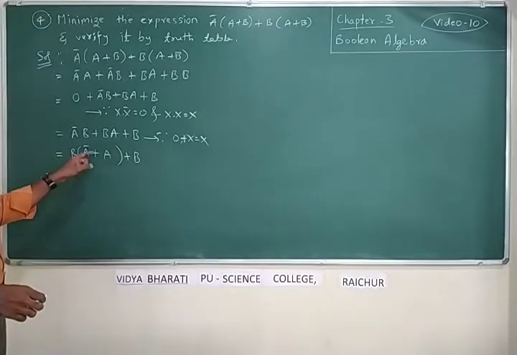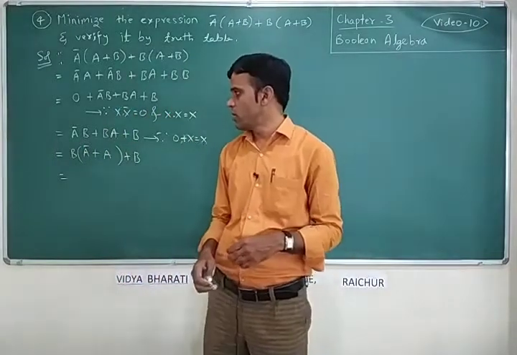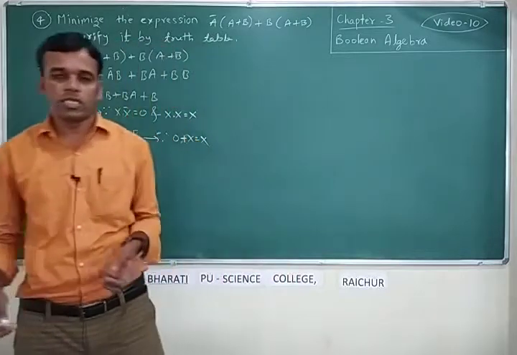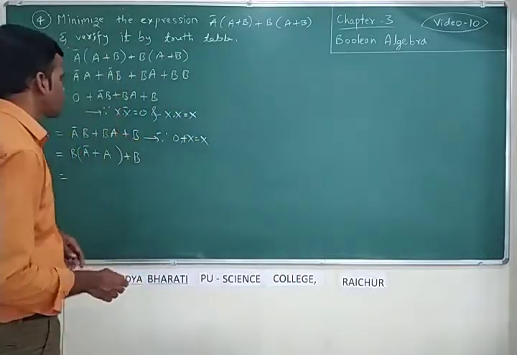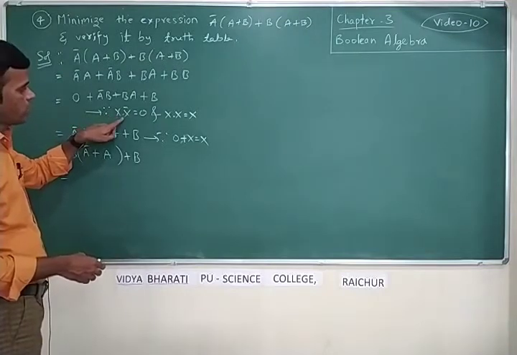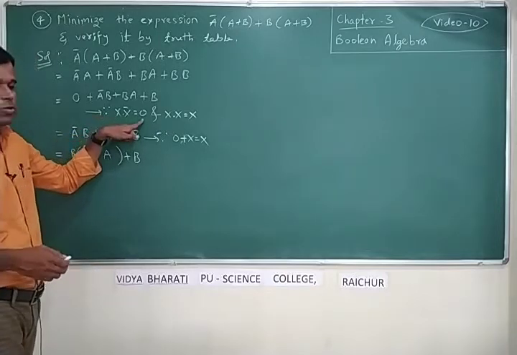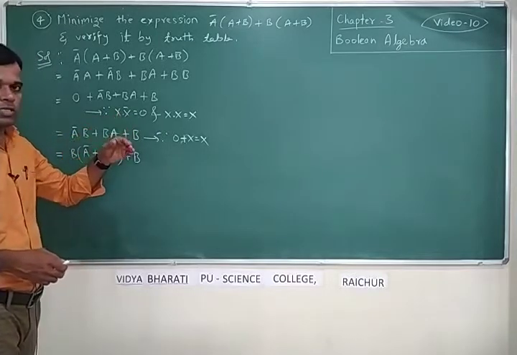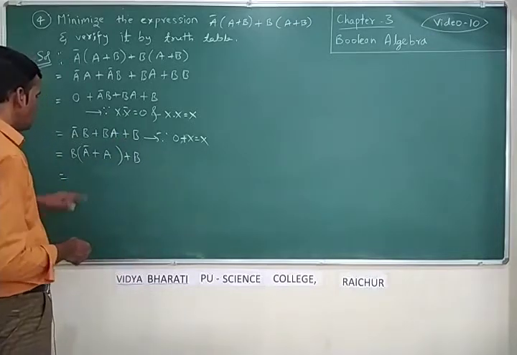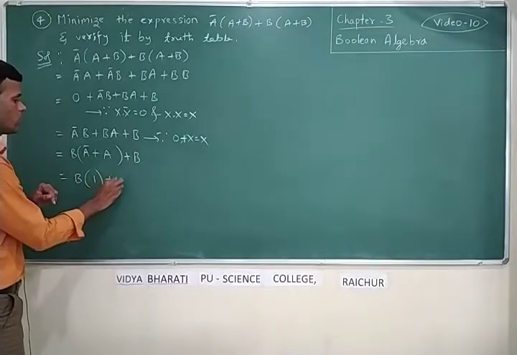So now a complement plus a. So when the variable is ORed with complement of itself, then the answer is 1. Okay. So here this is the other case. When the variable is ANDed with complement of itself, answer is 0. And now here we are going to use when the variable is ORed with the complement of itself. So that answer is 1. So using that one, now here we can write b of 1. So outside this b as it is.